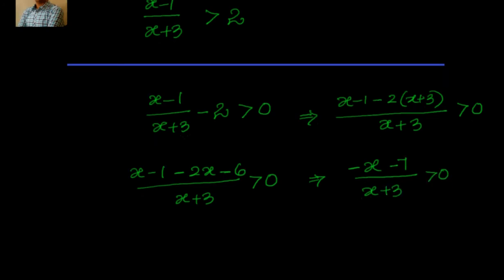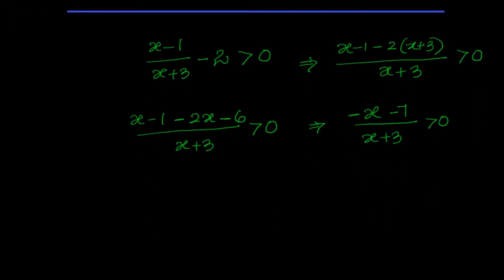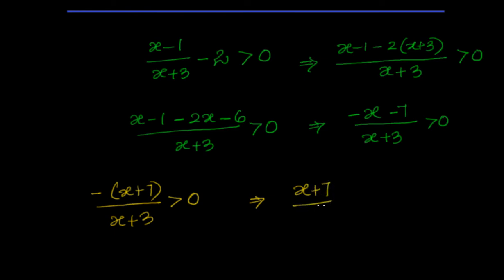I have minus in both the terms, so I can take minus common. I'll have minus of (x plus 7) divided by (x plus 3) greater than 0. Now I can multiply with minus 1 and say (x plus 7) by (x plus 3) is less than 0.